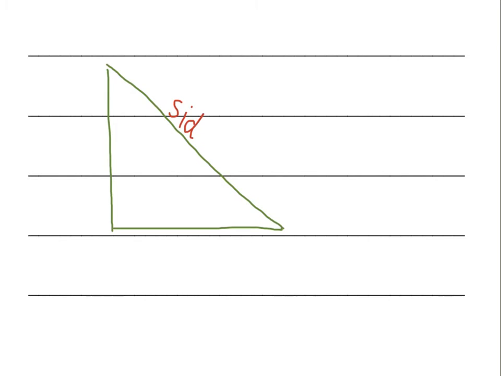Now, the line segments on a polygon are called sides, and the points where they meet are called a vertex, or if you have more than one of them, vertices. So this would be a side and a side and a side.